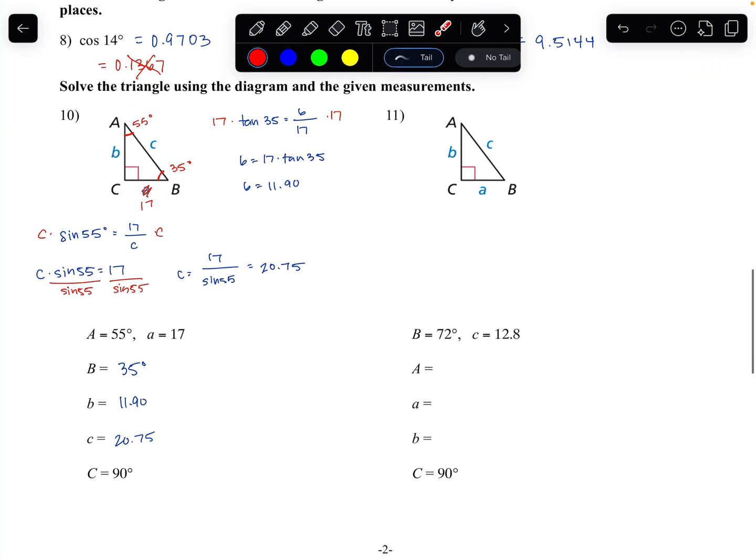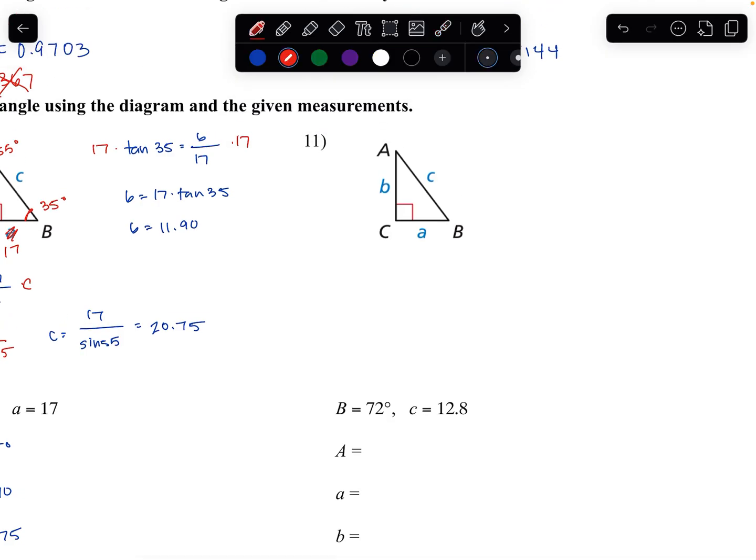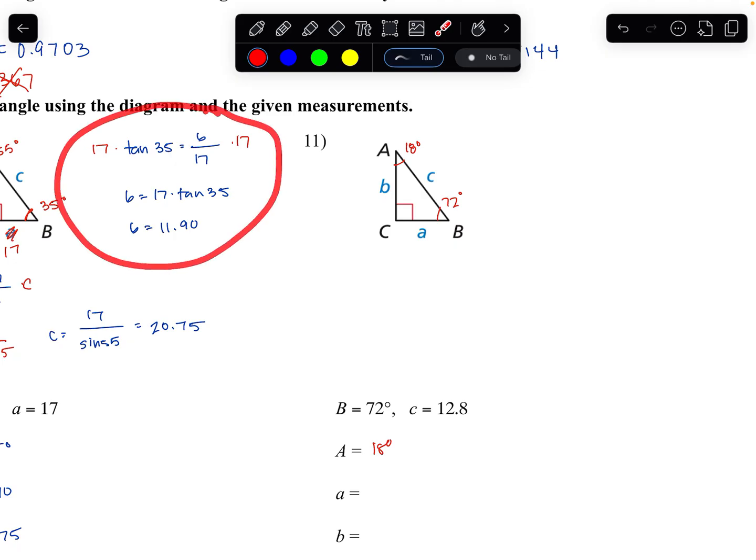All right, for 11, we'll do something similar. So I know that B right here is 72 degrees. Well, that's going to make 90 minus 72 degrees the other angle, so that's going to be equal to 18 degrees. So angle A is 18 degrees. I'm going to use some trig. I like to set it up in a way where the unknown is on the numerator.